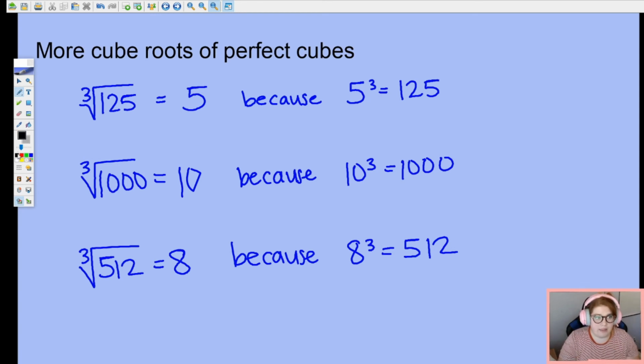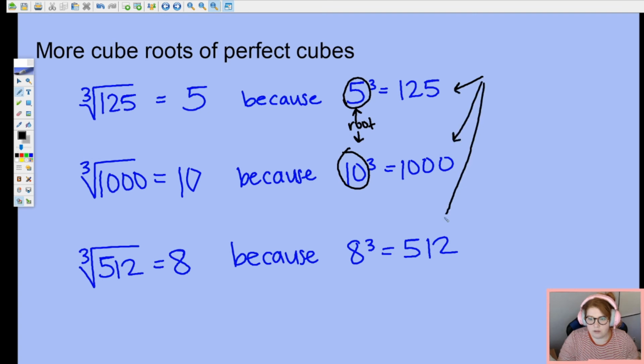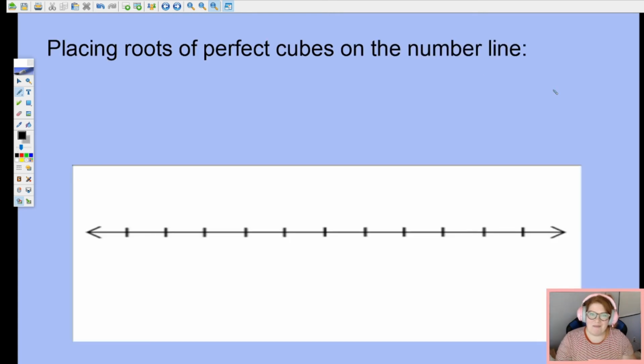Just remember that if you're using the list, this number right here is the root. This is the root. And these numbers are the perfect cubes. And just like we did with perfect squares, we need to be able to place them on number lines. So again, I'm going to draw this, and I will be giving you number lines that are filled in.